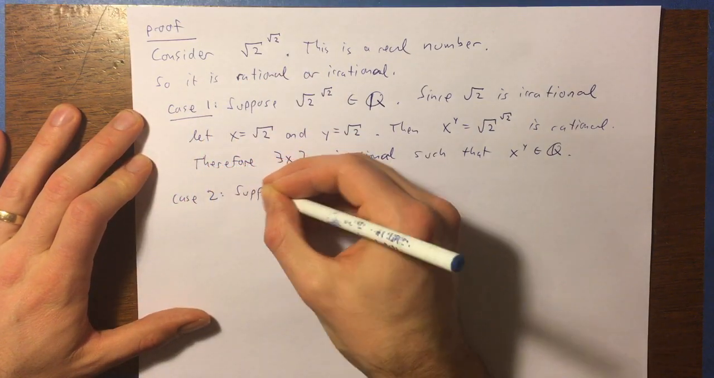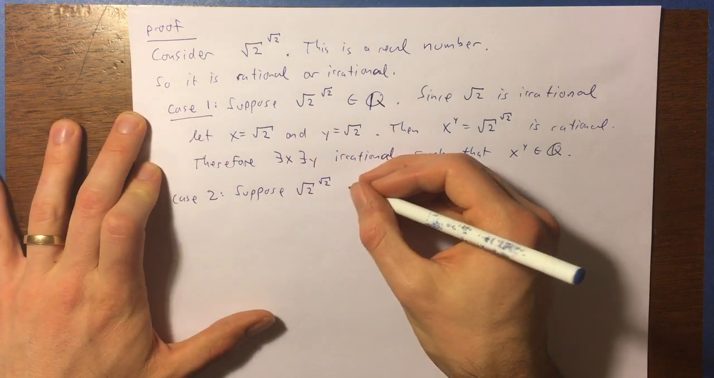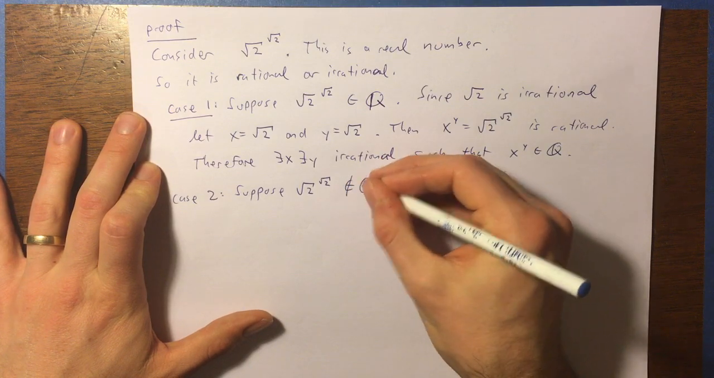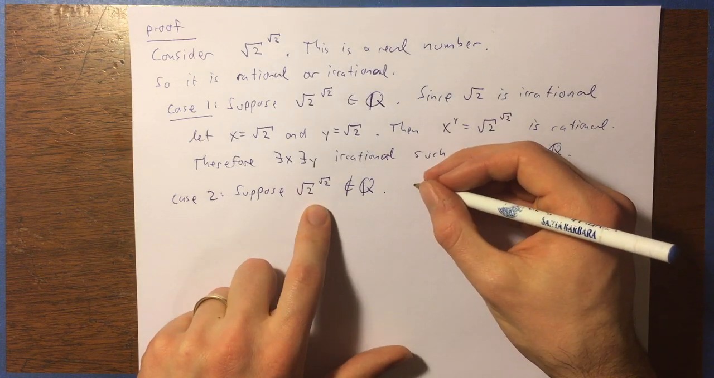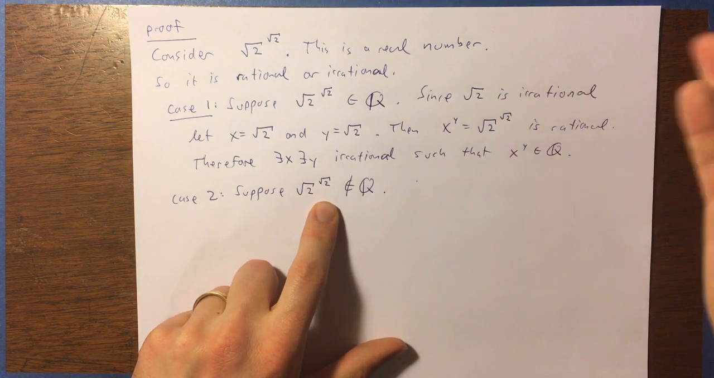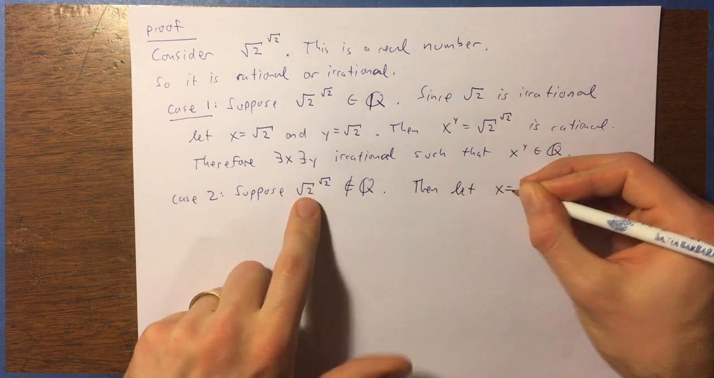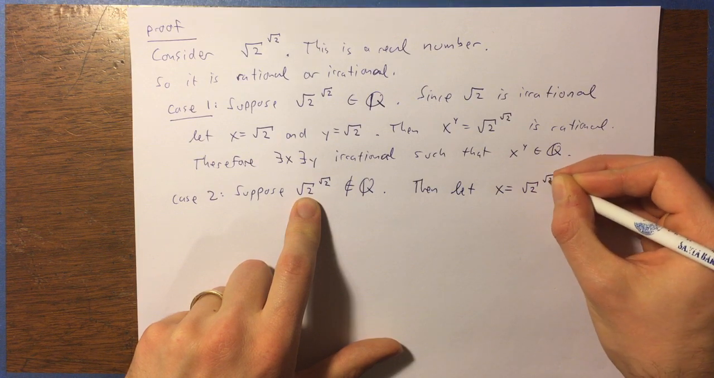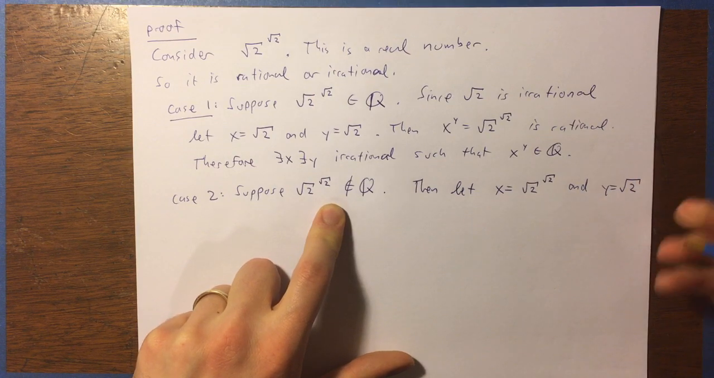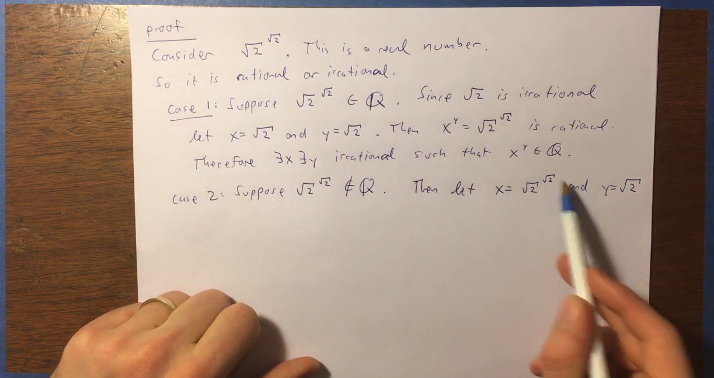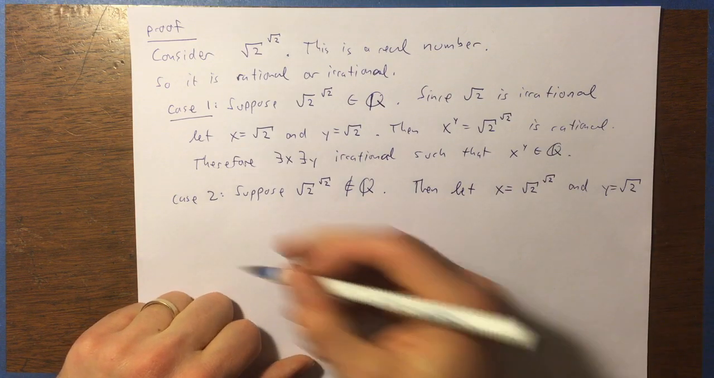Case 2 would be: suppose that the square root of 2 to the power square root of 2 is not rational. Okay, now that's an irrational number, which means it's a valid option for x or y. What we're going to do now is let x equal that number, square root of 2 to the power square root of 2. And we're going to let y equal the square root of 2, which we've already identified is an irrational number. So x, under our assumption, is irrational, and y is the square root of 2.